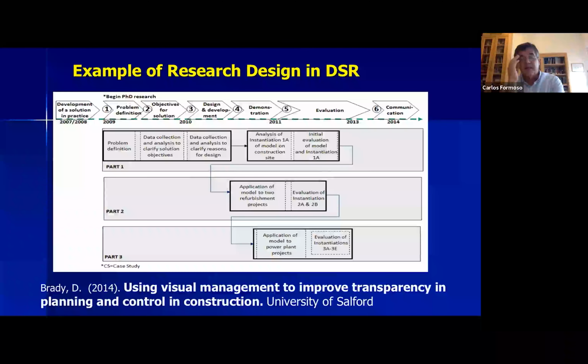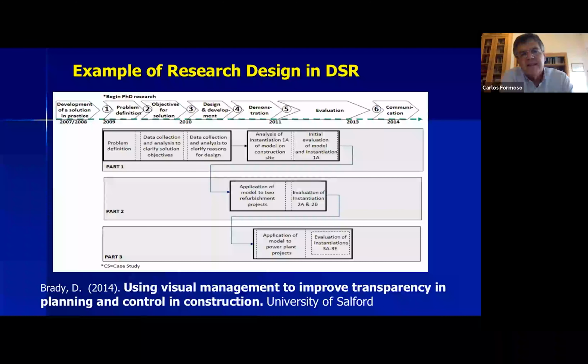I'll show you some examples of design science research. There are different ways of doing design science research. This is the study of actually it's a PhD thesis of Denise Brady. This thesis was developed at the University of Salford. And there was something quite interesting about this study.